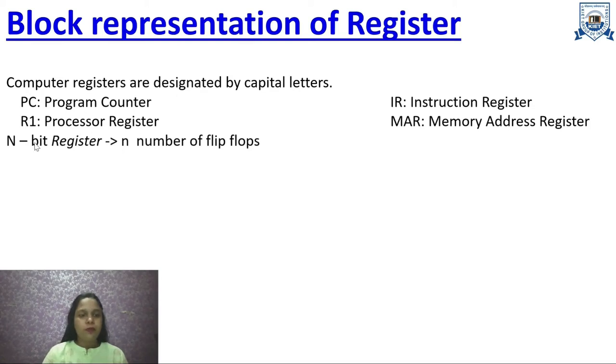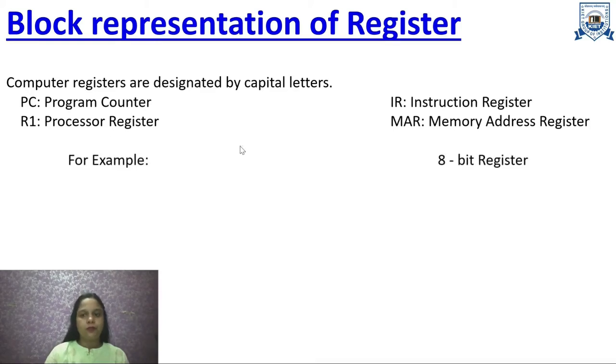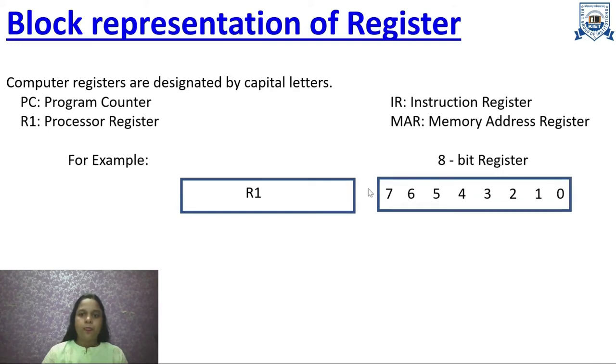Now you must always remember that if the register is an n-bit register, there will be n numbers of flip-flops. Now let's take the example of an 8-bit register, and see how to represent this 8-bit register in a block diagram. R1 is the register which is of 8 bits. So this will be the representation of this register in block form. The 0th index will be on the rightmost position, and 7, that is the highest index, will be on the leftmost position.